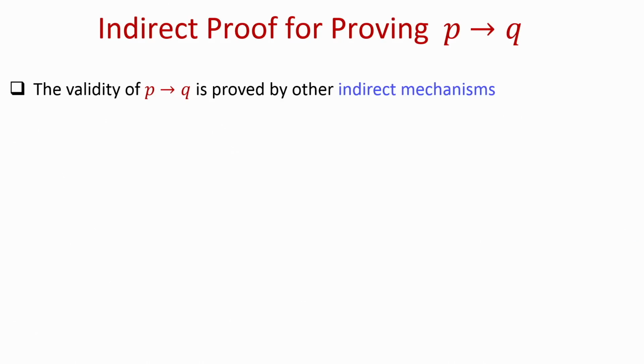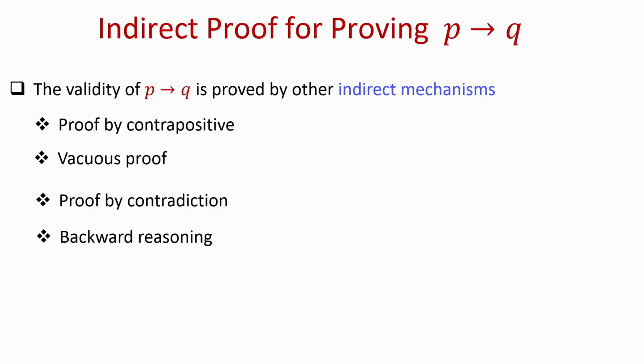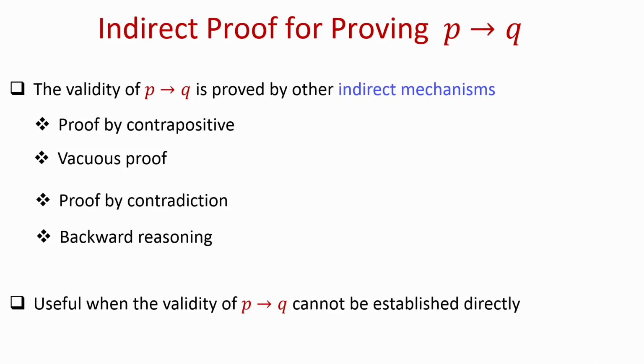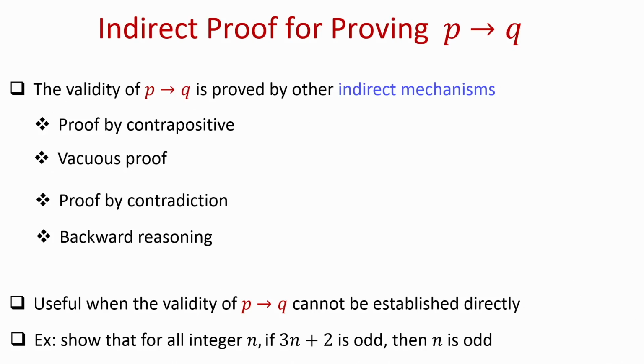However, it turns out that it is not always possible to directly prove that p implies q is true. And for situations like that, we need to have mechanisms which are indirect. We still want to prove p implies q, but not based on the direct proof method, and there are various proof mechanisms under this category of indirect proof. So, we will see each of them, and as I said, indirect methods are used where we cannot apply the direct method.